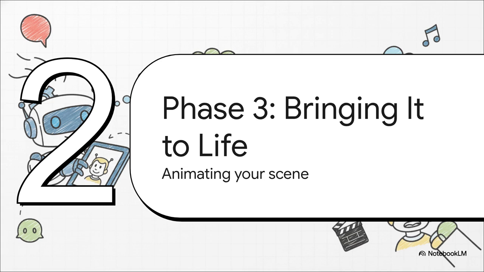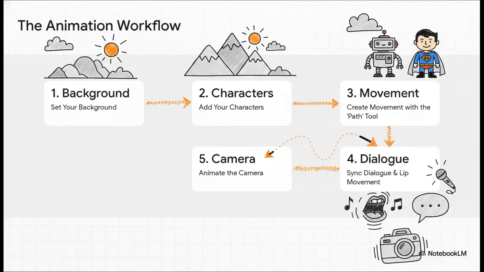And now for the really fun part, phase 3. This is where all the magic happens. We've got our background, our characters, our audio clips, and now we're going to put them all together and bring this thing to life. The workflow for animating is actually super logical. First, you pop in your background. Then you add your characters. After that, you'll make them move around using a special path tool. Then you'll sync up their dialogue so their lips move when they talk. And finally, you can even add some camera movement to make it all feel more cinematic.